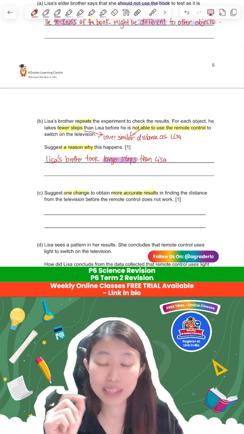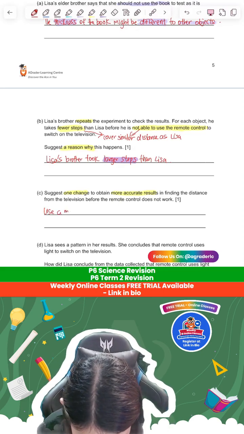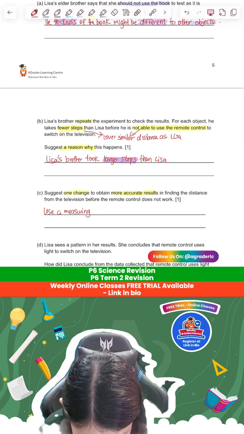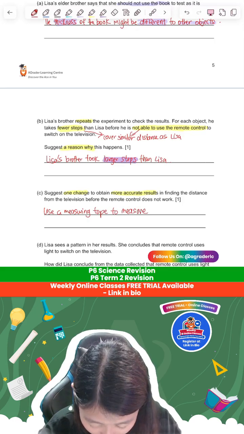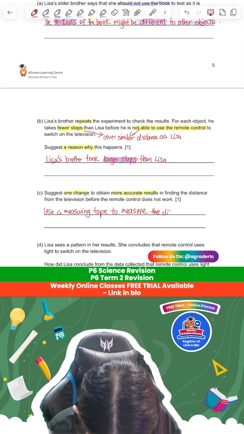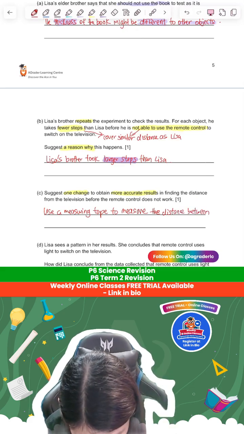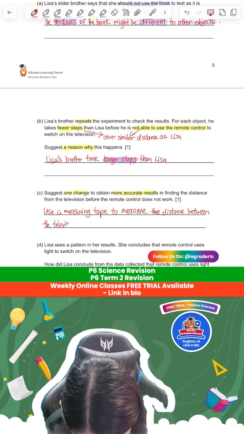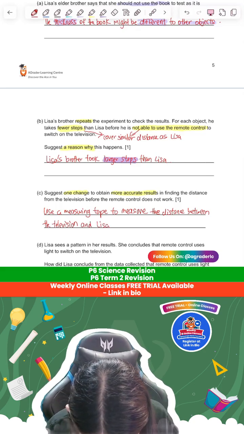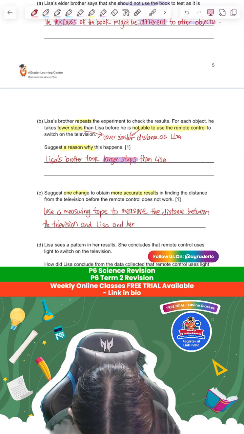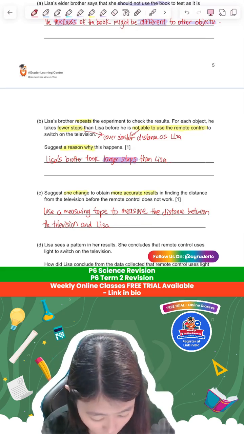All right, so to ensure accuracy, you use a measuring tape. Measuring tape will be the best answer. To measure the distance between the television and Lisa and her brother. Or her brother. Let me put or her brother, okay? Depending on who is the one that's doing the experiment.